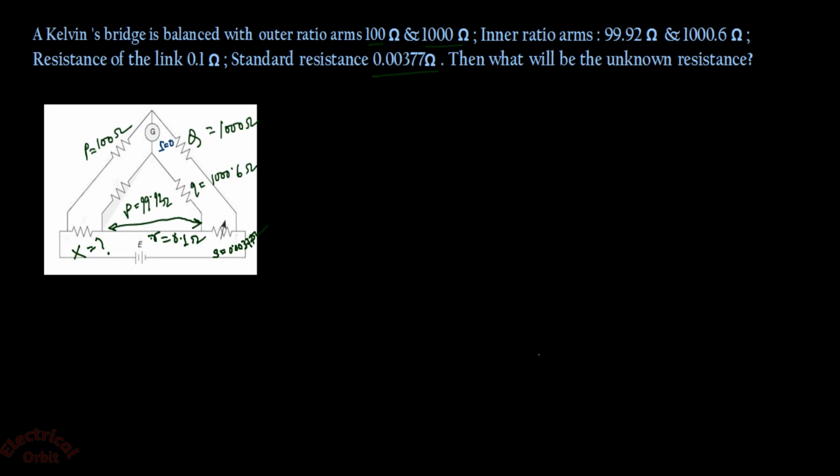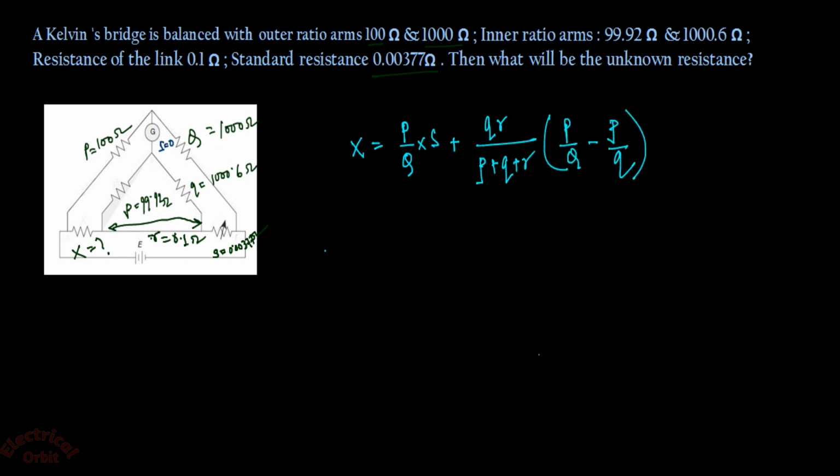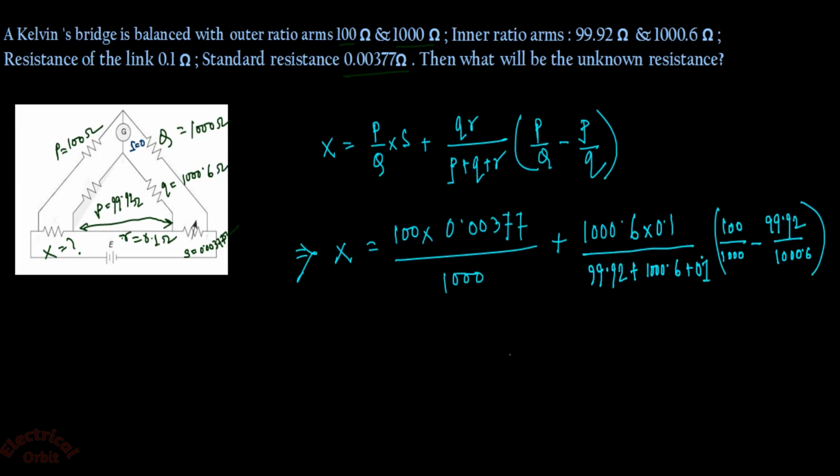So there is nothing complicated in this question. Just write the equation that we have obtained just now, that is X is equal to capital P by capital Q into S plus small q into small r divided by small p plus small q plus small r into, like this. So from here we can write this expression. From there we can write X is equal to 389 into 10 to the power minus 6 ohm or 389 micro ohm.